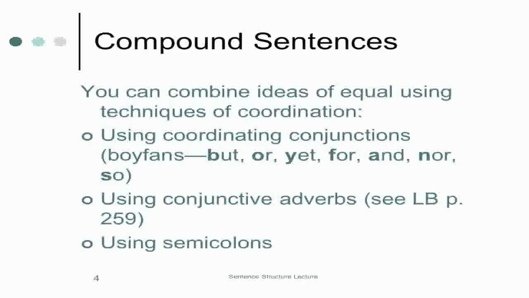When you want to join ideas of equal importance, you can use coordination to form a compound sentence. Compound sentences help readers appreciate ideas equally. To form compound sentences, you can join two independent clauses in one of three ways. You can use the coordinating conjunctions, or boyfans. These are the words but, or, yet, for, and, nor, and so. You can use conjunctive adverbs, and you can use a semicolon.